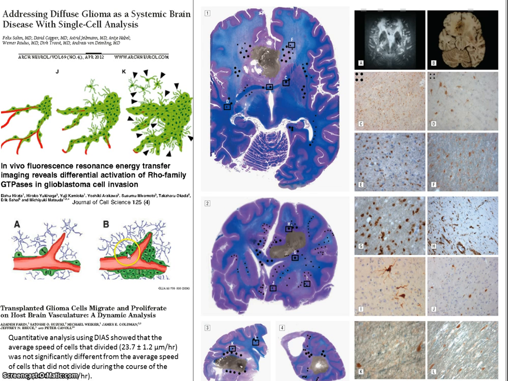But they observed the movement and the progression and division along the way. Sometimes after they divide, one daughter cell would go one way, the other would go another way. A lot of very interesting observations. This is an interesting one down here, that the average speed of cells that divided was 23 micrometers per hour. And it wasn't very different from those that didn't divide during that, 22.6.